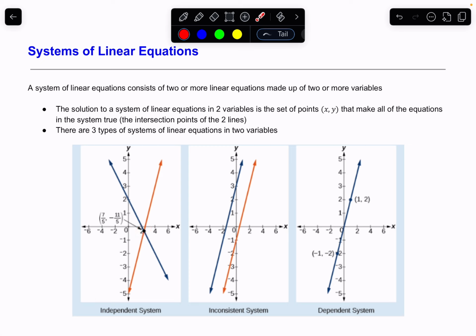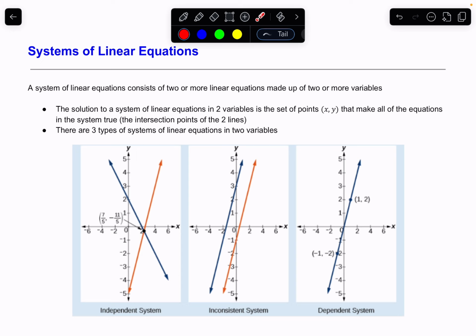Okay, the next one is called being inconsistent. This is when the lines are parallel. So think of railroad tracks. The two lines just run right alongside each other. They will never intersect, so there is no solution. So we call that being inconsistent, where there is no solution. The lines never intersect each other.